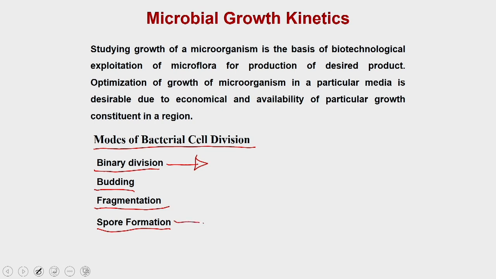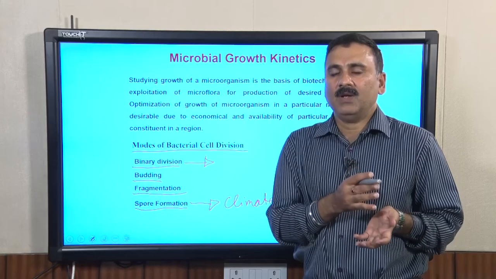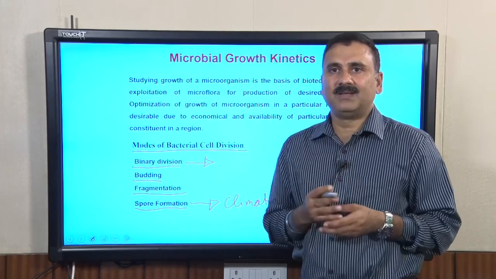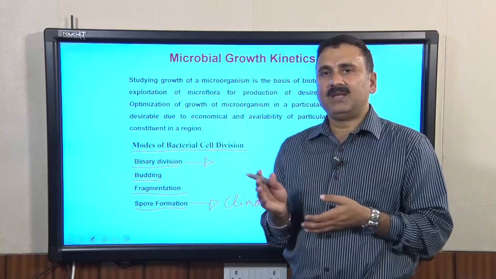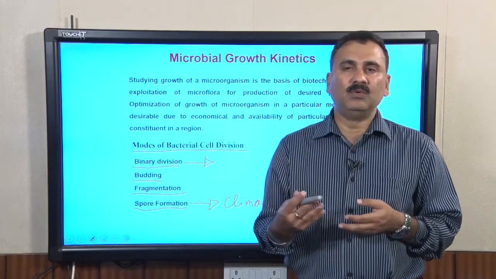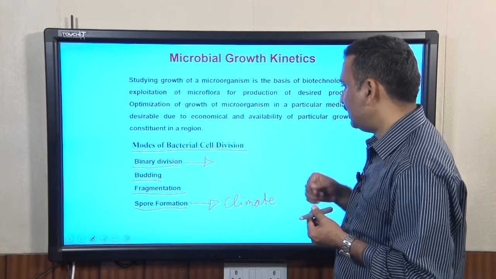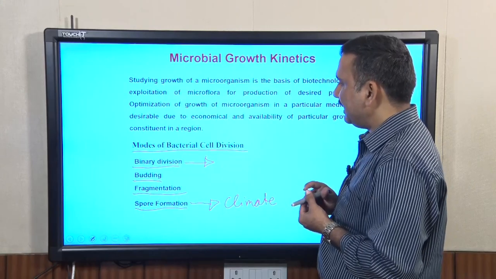Spore formation is a condition which is very much linked to adverse climate. If the climate is not very suitable, the bacteria prefer to make spores instead of increasing their number. And once the climate is favorable, these spores regrow and give new individuals. So let's discuss how these different cell divisions occur in the bacterial cell.